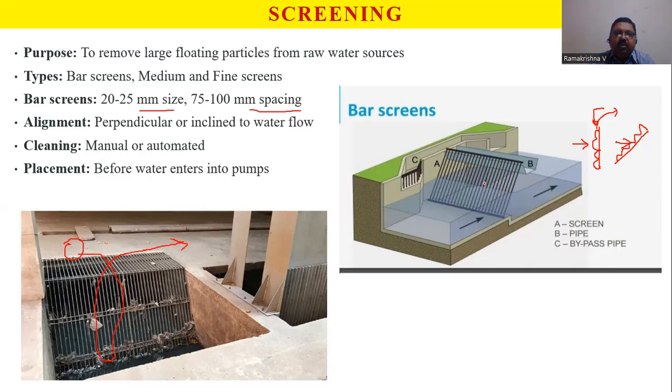Usually the inclined bars are used more, so that your cleaning operation is much more convenient. Vertical ones also exist, but there the cleaning operation is slightly difficult. Because of that, an automated cleaning mechanism, like a belt conveyor with scrapers, is embedded here. It continuously rolls, pushing all the particles up to a collection point like this, where everything is dumped. So this is how we have the bar screens.